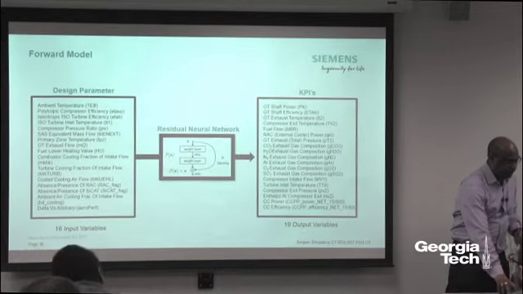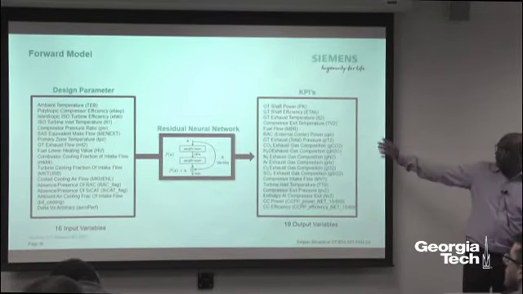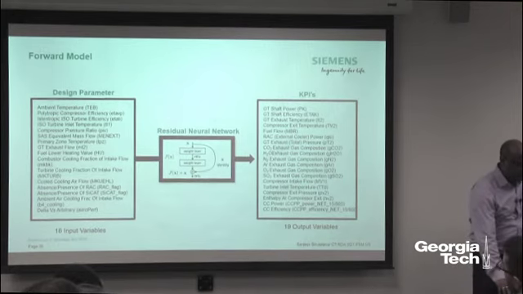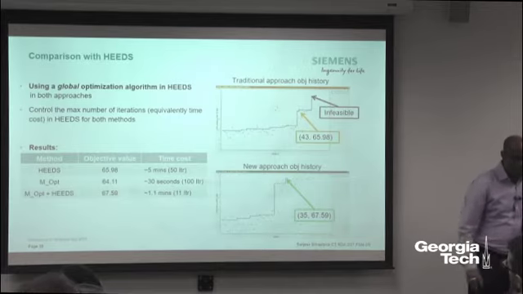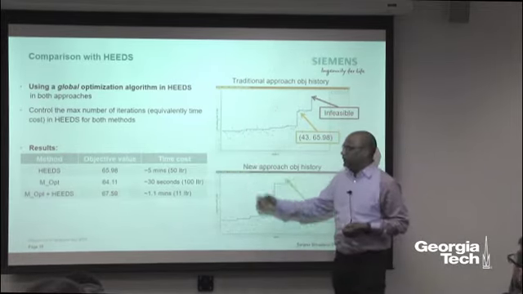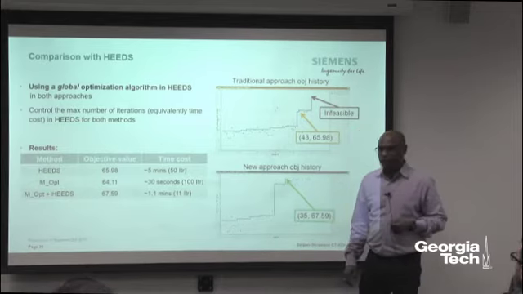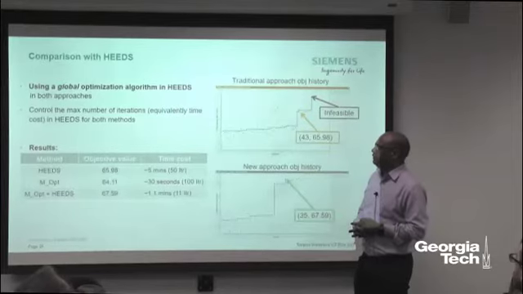And this was the actual problem which we looked into. So this is what you see, the design parameters and different KPIs, for the forward model, and this is for the inverse model. And this is some of the results which we were able to get. So we compared our results with Heat's software, which is optimization software, or multidisciplinary optimization software.